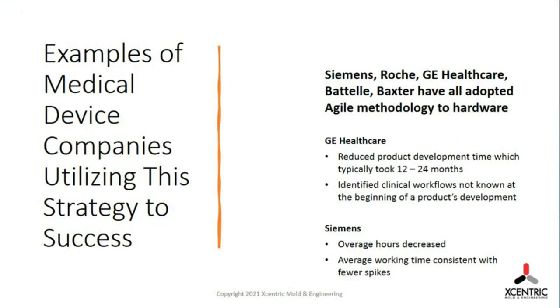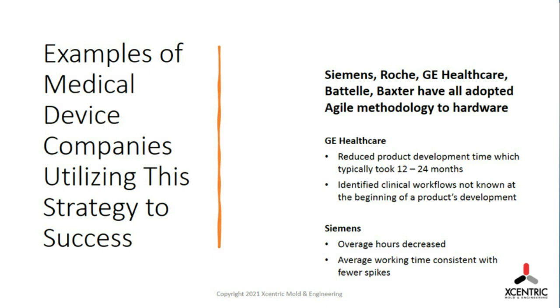Now, I promised some examples. So again, from the same study I've been referencing throughout the presentation here today, we do have some data on some specific companies that have implemented this. Now, forgive us, it wasn't the most detailed data by any means. These companies are pretty guarded, as you can imagine, about what they were willing to share in terms of the actual numbers behind the impact. But I will point out, Siemens, Roche, GE Healthcare, Battelle, Baxter have all adopted the Agile methodology to their hardware, not just software, right?